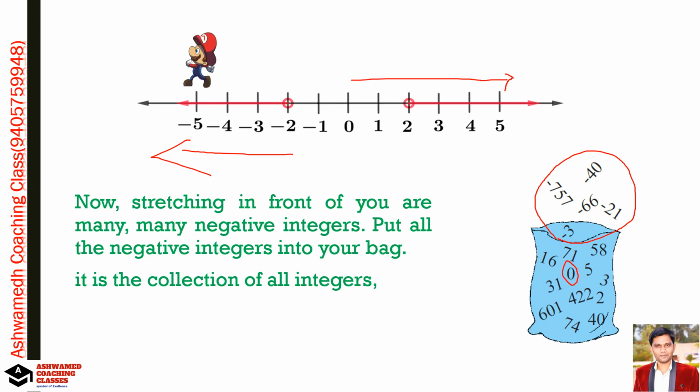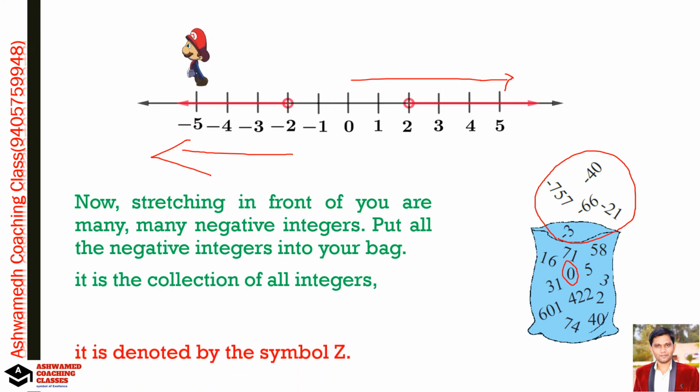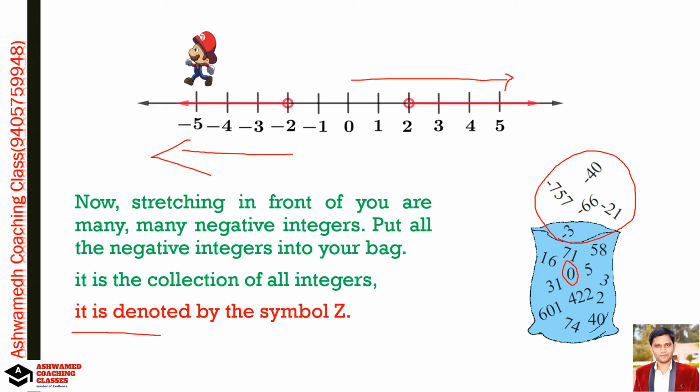It is the collection of all integers, and it is denoted by Z. So this is the symbol Z, which denotes the set of integers. Are you getting this? One by one we just introduce the sets. So how do we get that set?